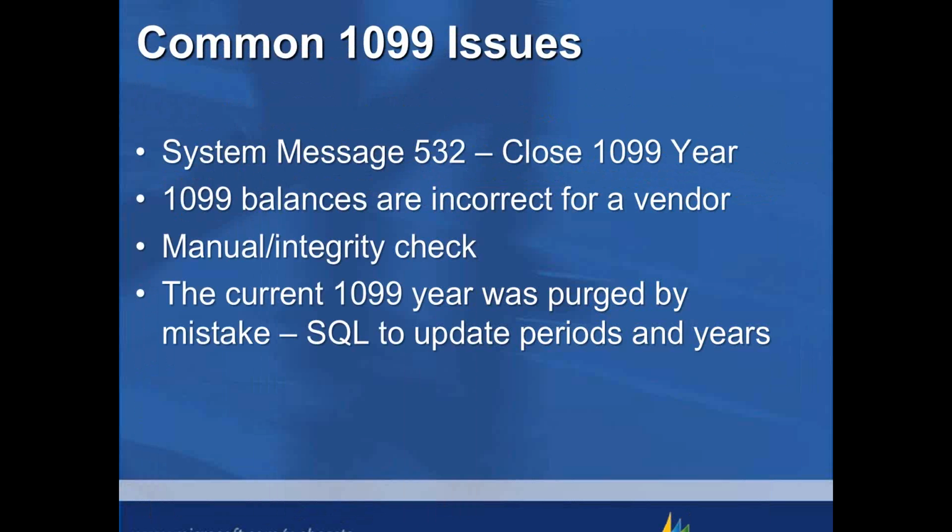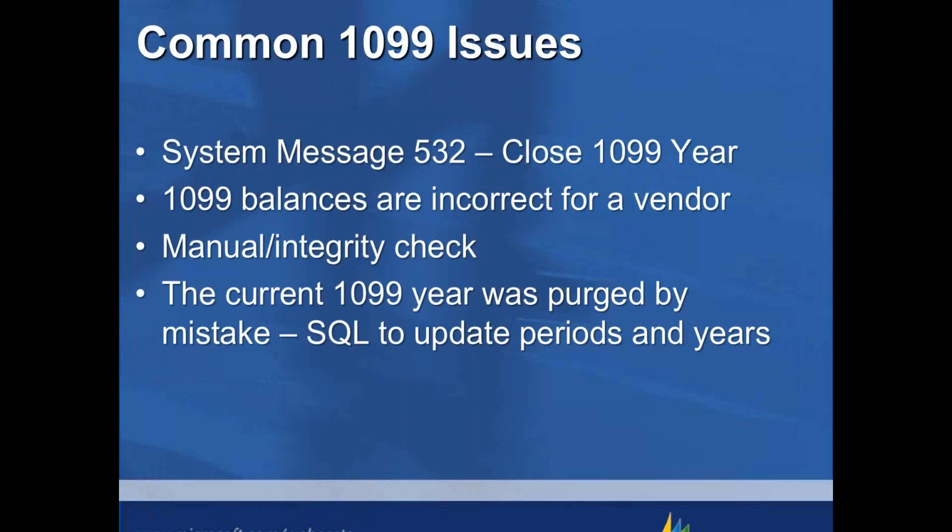Okay, common issues we see with 1099s. You might get system message 532. That would be a case where you did not purge the oldest year and you did not have 2015 available for doing things. Again, you would just go in and close the 1099 year by purging the oldest year, and then that message would no longer come up.